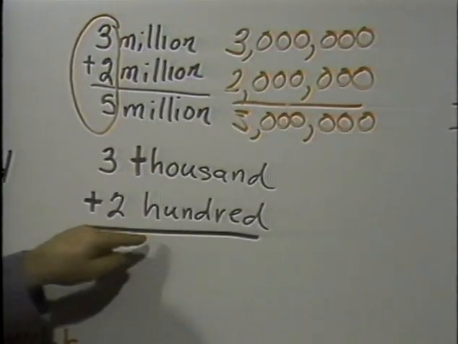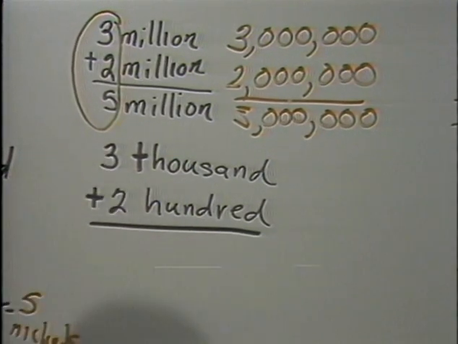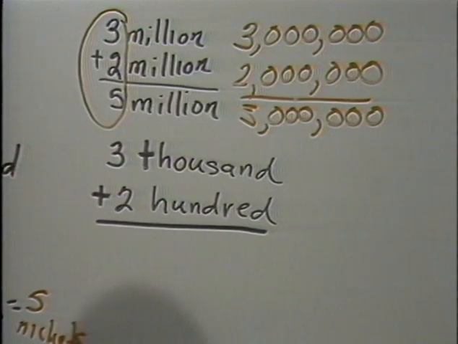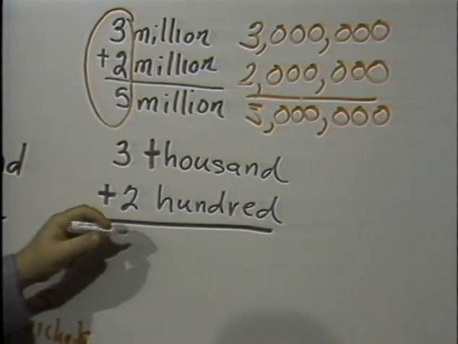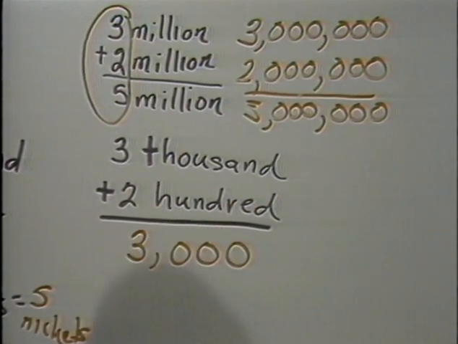Look at this one, 3,000 plus 200. See, 3 plus 2 is 5, but you're not adding the same noun. And you see what we do over here? If you elect to use place value numerals here, we would write 3,000 like this.